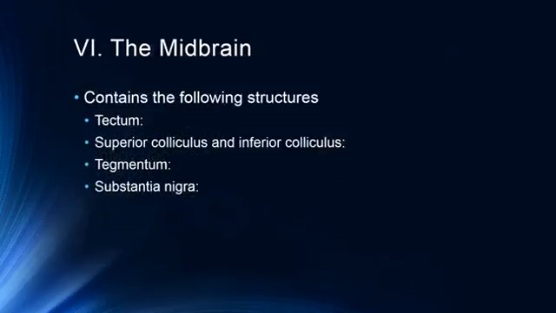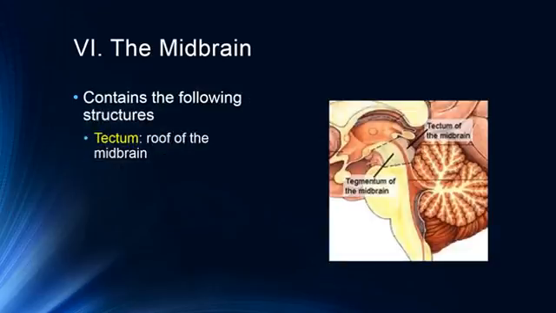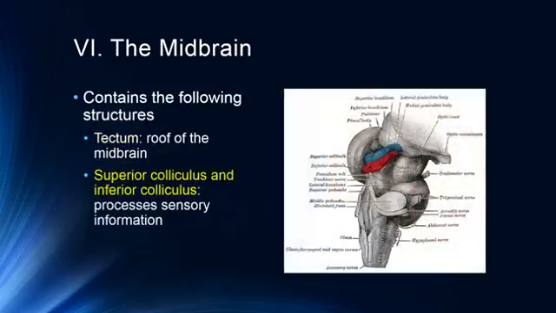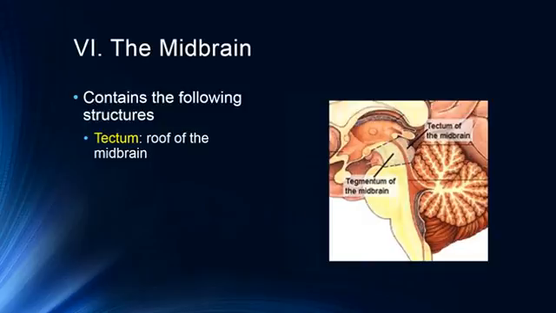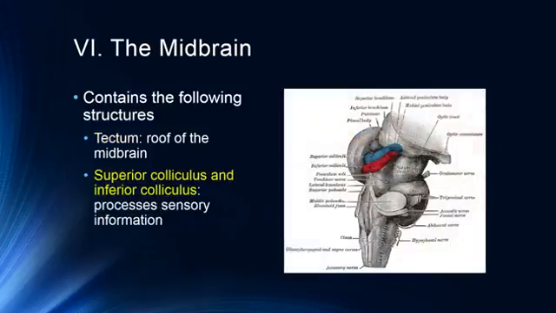The midbrain consists of the tectum, the superior colliculi and inferior colliculi, the tegmentum, and the substantia nigra. And we'll just talk about these one at a time. The tectum is the roof of the midbrain, so it's right there at the top. Located adjacent to that are the superior colliculus and the inferior colliculus. These process sensory information, and there seems to be some overlapping sensory information between things like the visual and auditory system, and between the eye movement, the frontal eye fields, and the vestibular system. So this is where we get some of the sensory motor integration beginning.